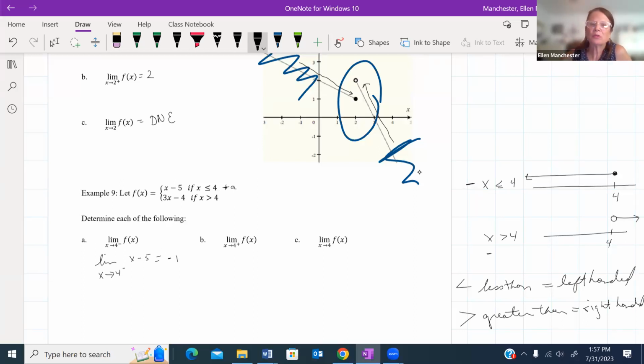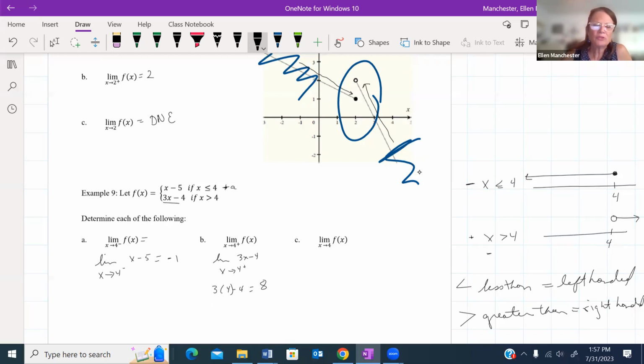So B says we're approaching 4 from the right. Well, going back to our little line graphs, the only one that has values greater than 4 is x is greater than 4. So we have to use this bottom one. The limit of 3x minus 4 as x approaches 4 from the right. So again, you plug and chug. 3 times 4 minus 4. So 12 minus 4 is 8.